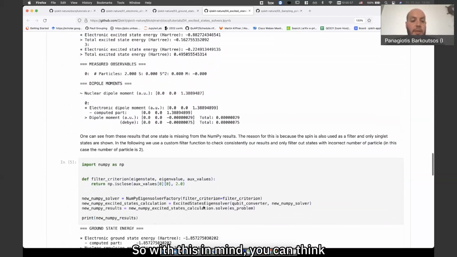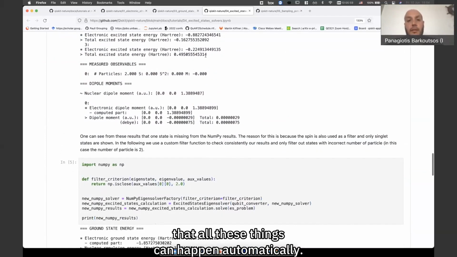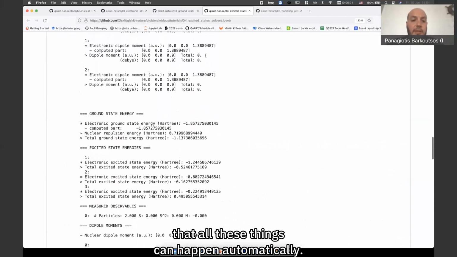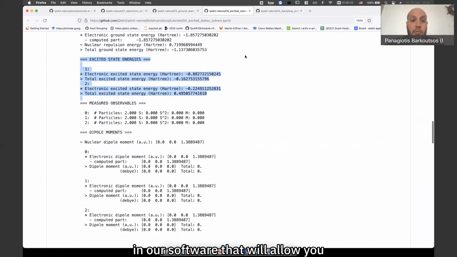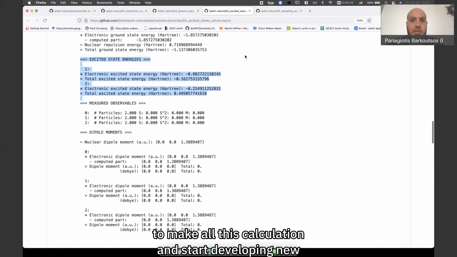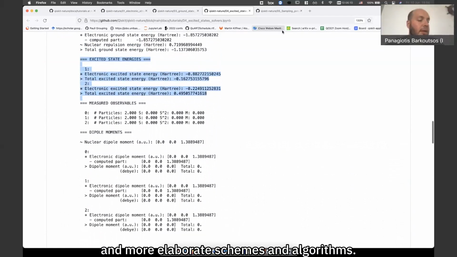Okay, so with this in mind, you can think that all these things can happen automatically, and there's a high level of modularity and extensibility in our software that will allow you to make all these calculations and start developing new and more elaborate schemes and algorithms.